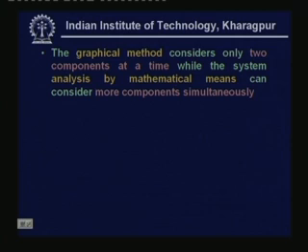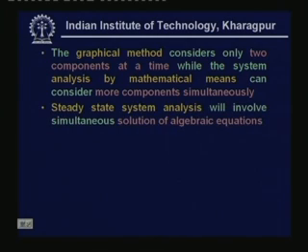So the graphical method considers only two components at a time, for example compressor and capillary, while the system analysis by mathematical means can consider more components simultaneously. This is the major difference between graphical method and mathematical method. A steady state system analysis will involve simultaneous solution of algebraic equations.